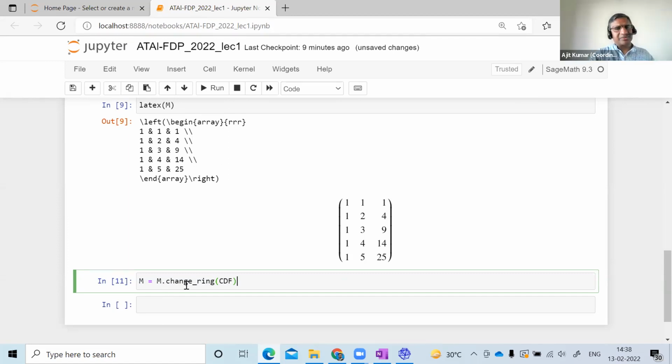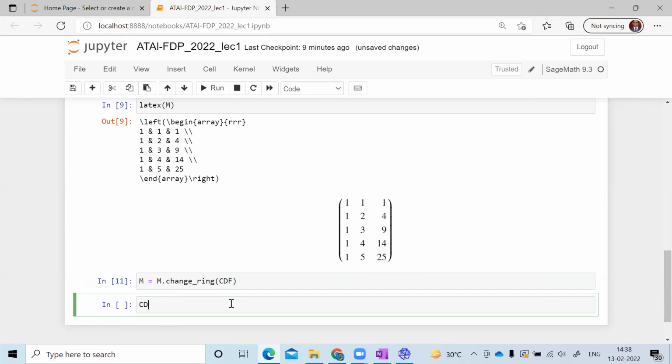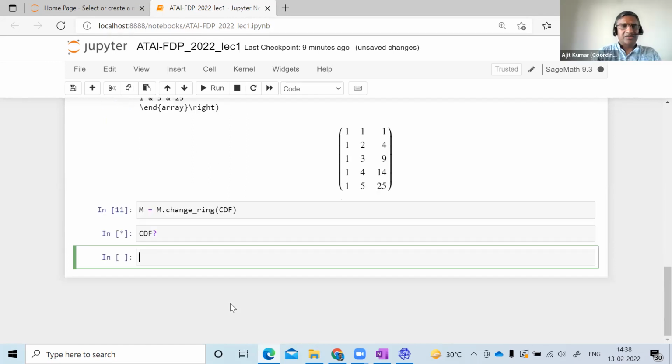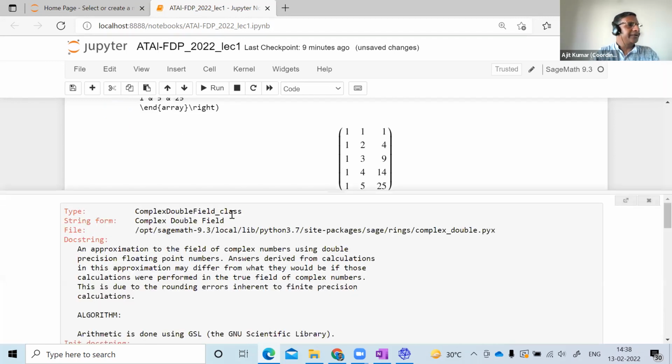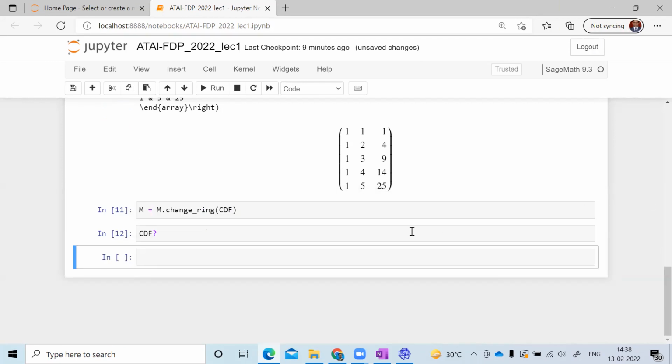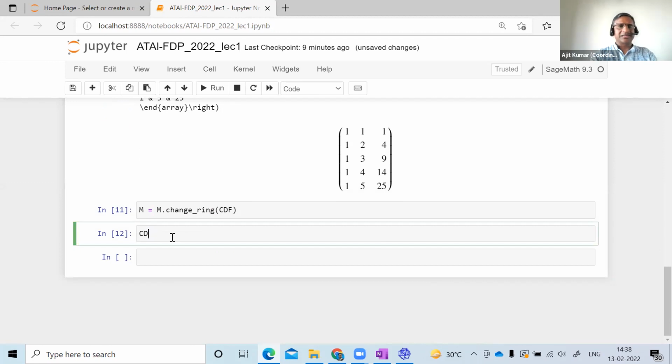This simply means that, see, yesterday we saw what is CDF, right? It is complex double field, with very high precision. So it is just changing the domain on which the matrix is defined. Even if you have defined a matrix over integers or over rationals or over reals, you can at any stage, if you want, change its entries' parent. That's what it means.